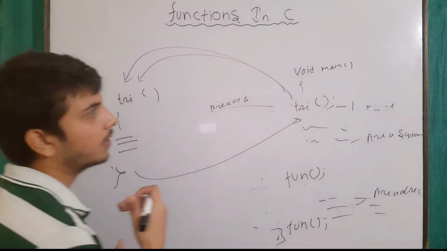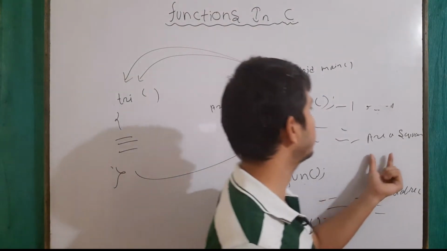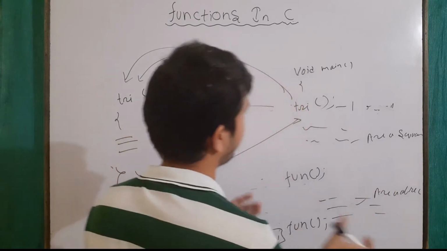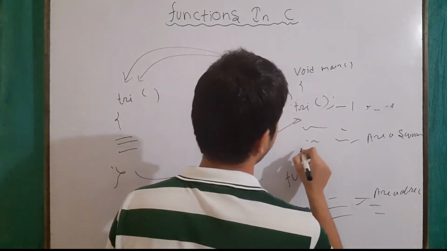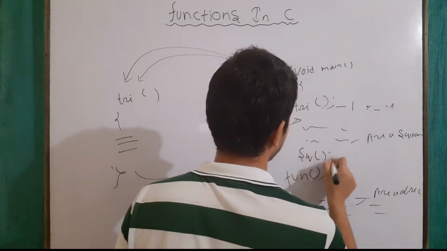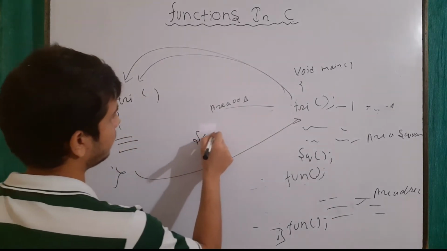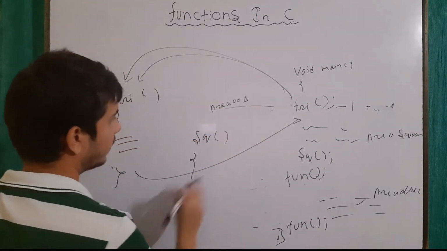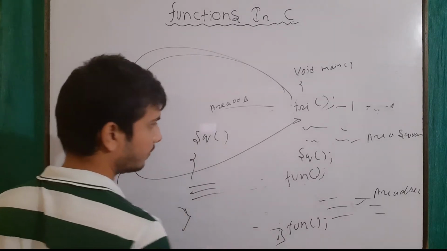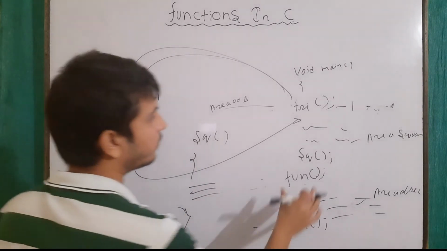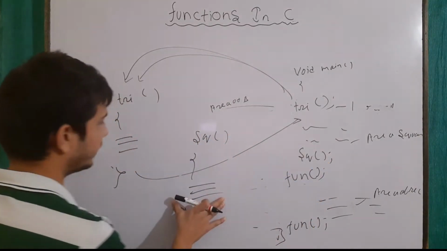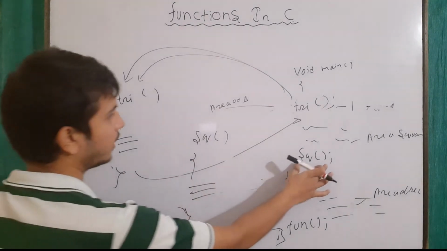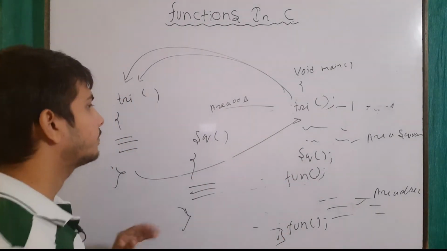Now let's say there is another requirement that we also want to find the square in some part of our program, then I'll make a function for square and define its function body with some statements. And whenever I want to find the square, this block will be executed by calling the function.